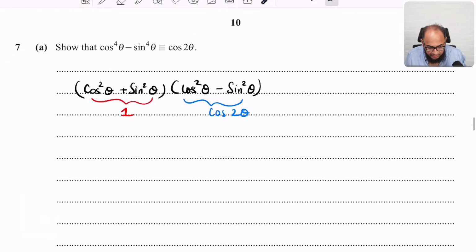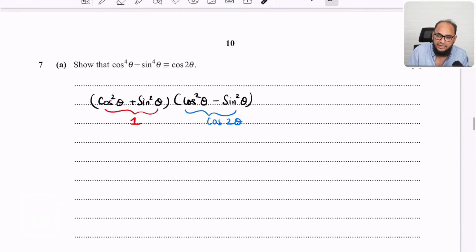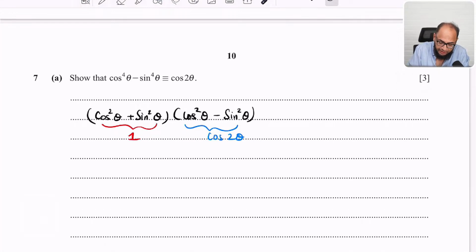So now the next one, now it's trigonometry. I'm just amazed, how can they give such a simple question? I'm not against you, but I'm just letting you know, this question is too simple. It says, show that cosine power 4 theta minus sine power 4 theta is cosine 2 theta.